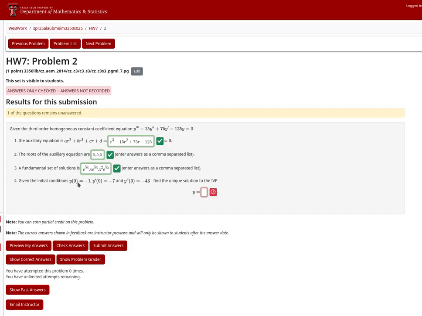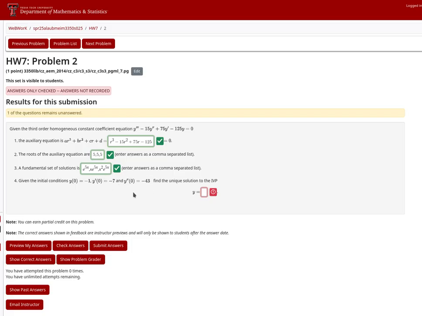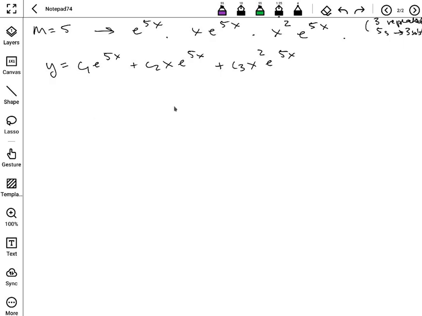And then for the last part, we're going to have to solve a system of 3 equations for 3 unknowns, because our general solution is going to be y equal to c1 e to 5x plus c2 x e to 5x plus c3 x squared e to 5x. Every time we have that fundamental solution set, our general solution is the sum of those functions multiplied by unknown constants. I'm going to have to take up to second derivative to incorporate all my initial conditions. So let's go ahead and start taking those derivatives.